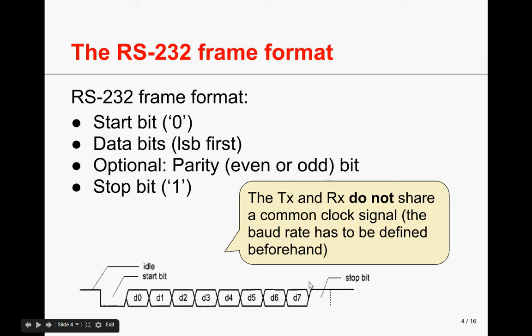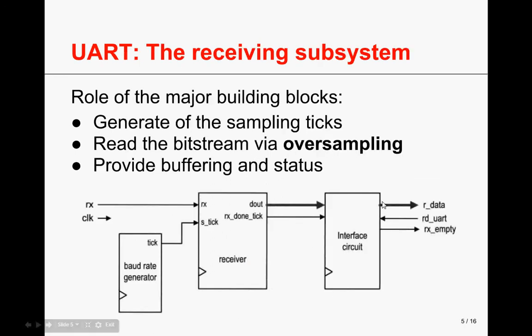Now, after receiving a word, the RS-232 line goes into the idle state, which takes the value of the stop bit. One important thing to mention is that the transmit and receive ends do not share a common clock signal, and as such the baud rate, that is to say the number of bits per second that are to be transmitted, has to be defined in the same value beforehand for both sides, or otherwise it wouldn't work.